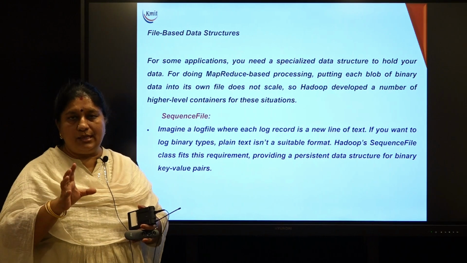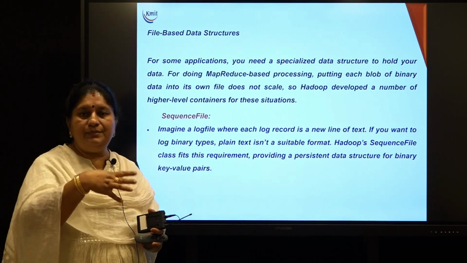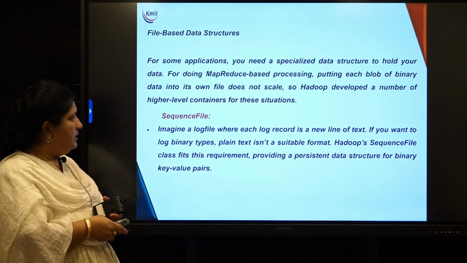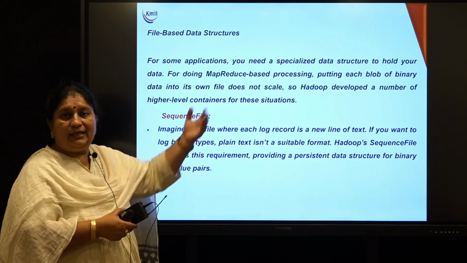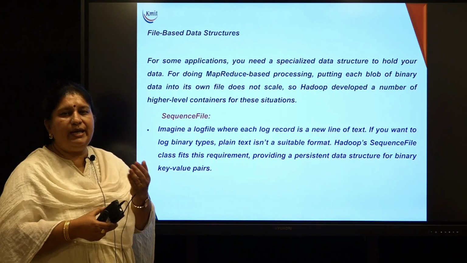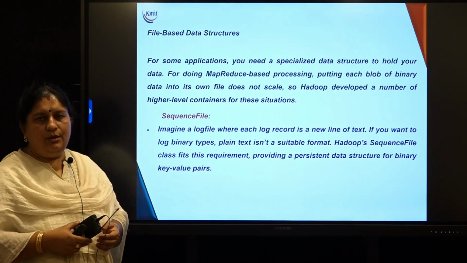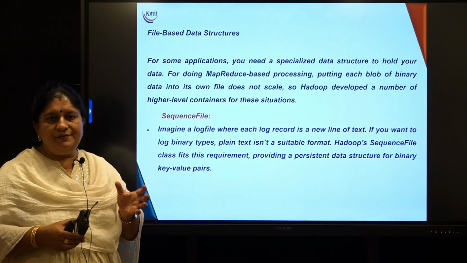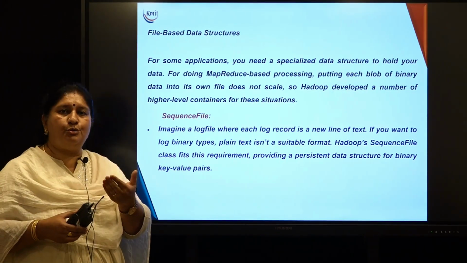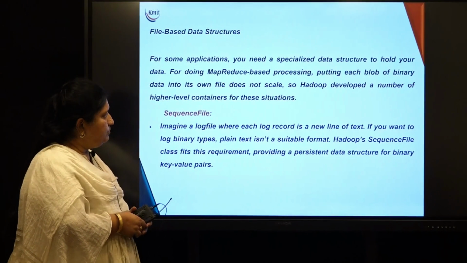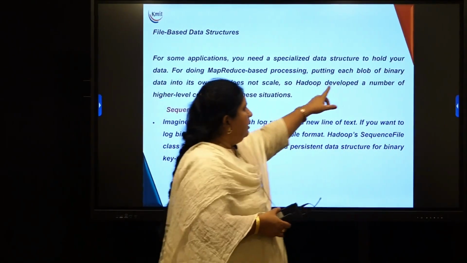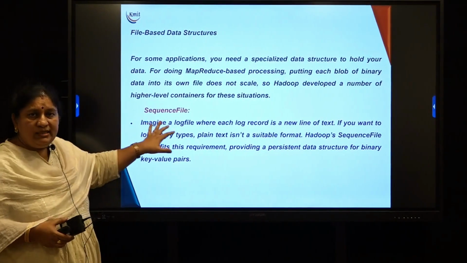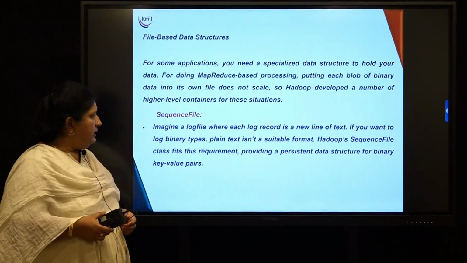So, in order to support to keep these blobs, binary large objects, we have specific type of containers or various types of file structures. Not only text files, not only .dat files, we have specialized containers in order to hold the binary large object, which in short we call as blob, right. Now, one such container is sequence file.